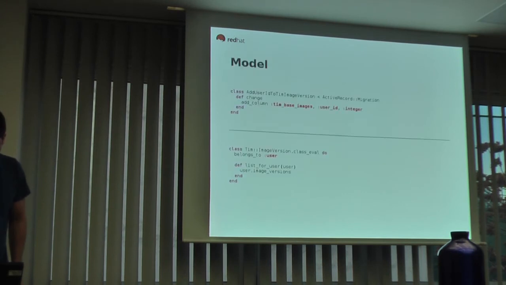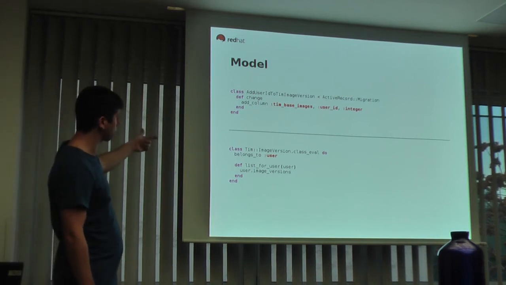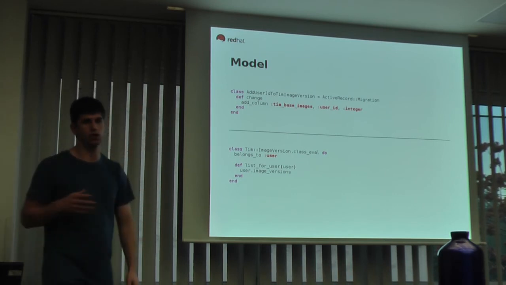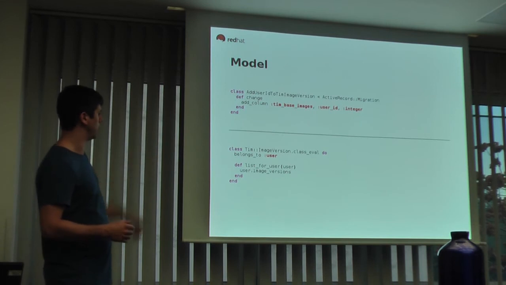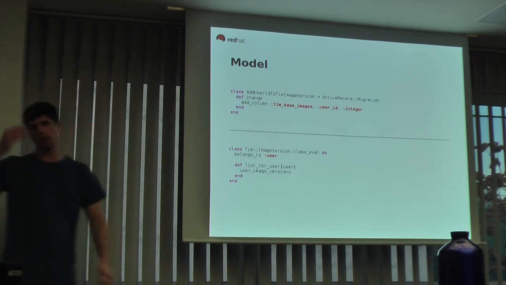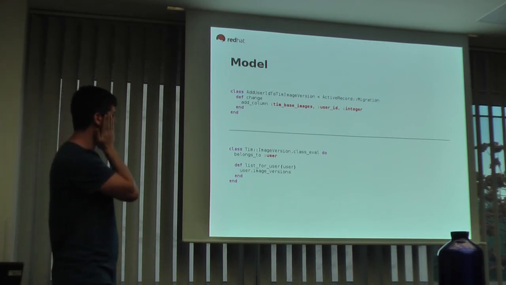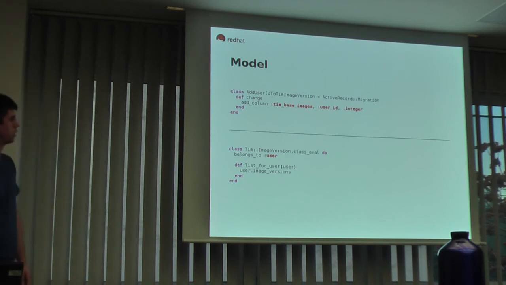So, extending TIM. I'm going to skip over this because we covered it in the Rails engine talk, but essentially we're just open classing any models that we want to extend, adding in any associations that you might want to create with the host application classes, and adding any methods. For example, I know that myself and Scott were talking about permissions. So if you wanted to add a list for user, for example, you pass in the user object, and it can return a list of image versions that that user has permissions on.